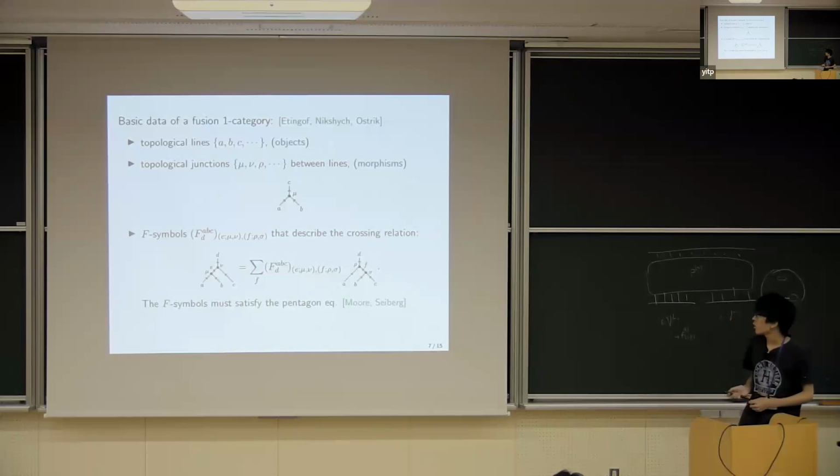For example, a trivalent junction of three topological lines, A, B, C, can be represented by this kind of fusion diagram. And this trivalent junction is possible if and only if the topological defect C is contained in the fusion of topological defects A and B at the bottom. So in particular, this set of topological junctions contains the data of fusion rules. And the last datum is a set of complex numbers called F-symbols. And they describe the crossing relations of topological lines as shown in this equation. And precisely speaking, these complex numbers must satisfy some consistency conditions known as the pentagon equation. But the pentagon equation is not super important in this talk, so I will not talk about it. Basically, these algebraic data define the fusion category, and this describes the symmetry in 1+1 dimensions.